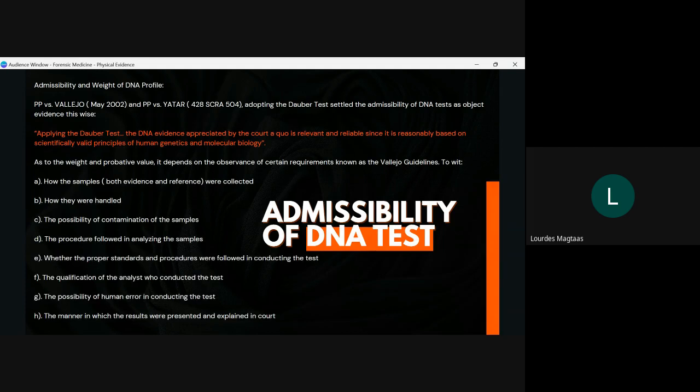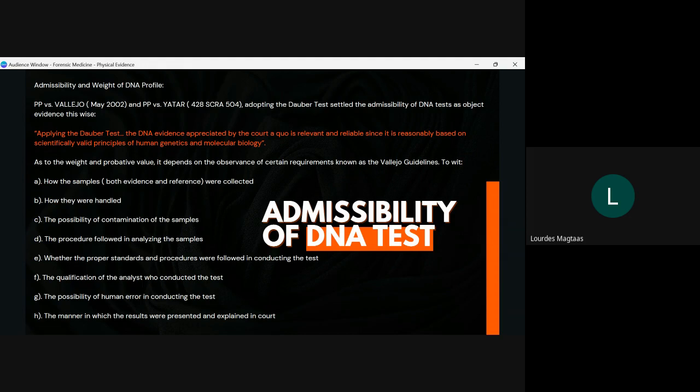The cases of People versus Vallejo and People versus Yatar adopted the Daubert test, which settled the admissibility of DNA tests as objective evidence, wherein it stated that applying the Daubert test, the DNA evidence appreciated by the court is relevant and reliable since it is reasonably based on scientifically valid principles of human genetics and molecular biology. As to the weight and probative value, it depends on the observance of certain requirements known as the Vallejo guidelines.